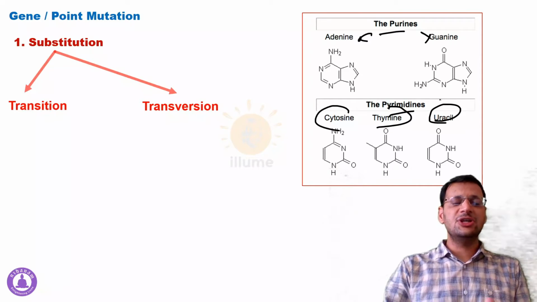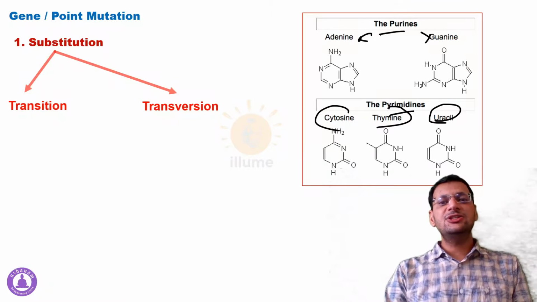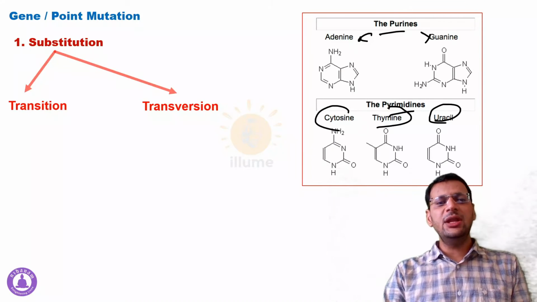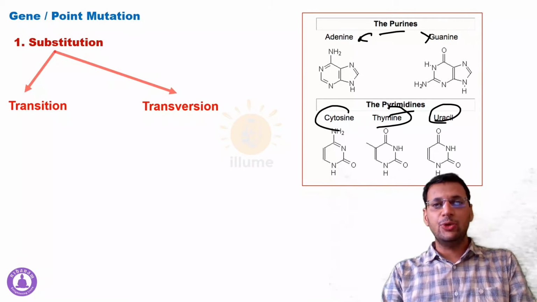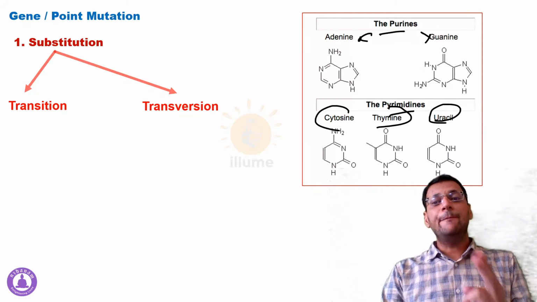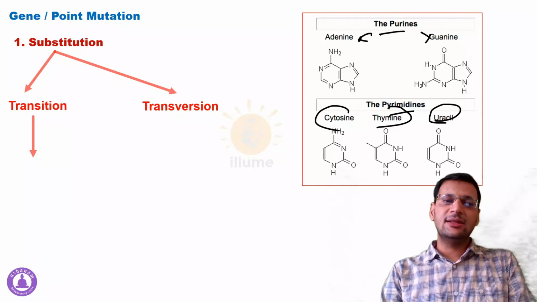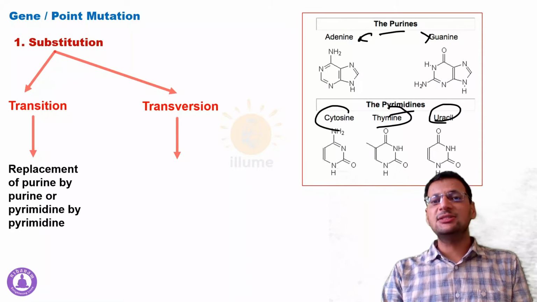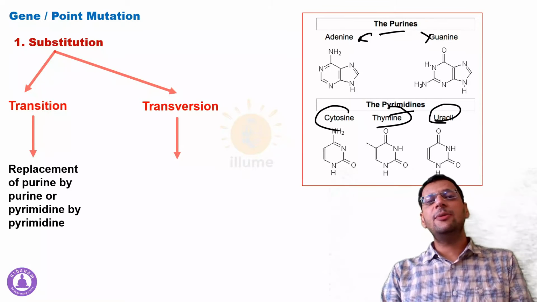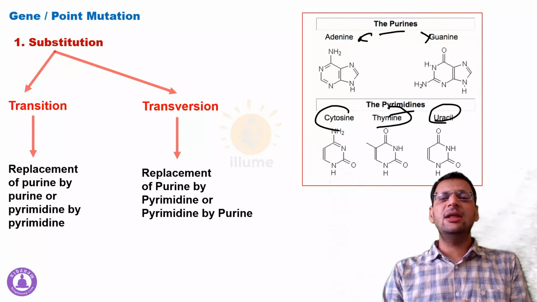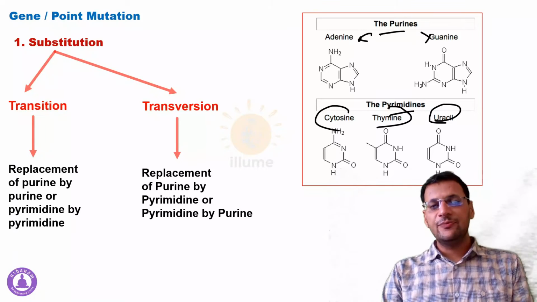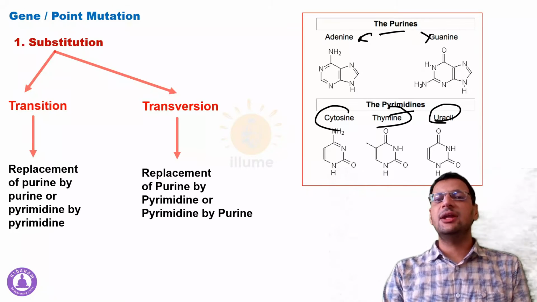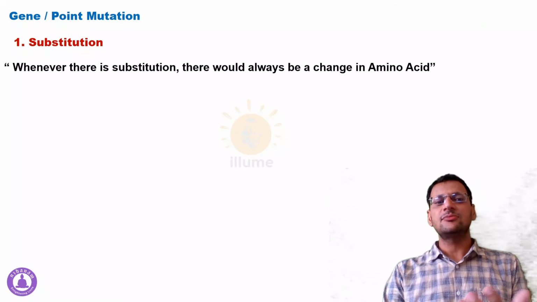Now what is transition type of substitution? In a transition type of substitution, a purine is substituted by another purine, or a pyrimidine is substituted by another pyrimidine. On the contrary, in a transversion case, a purine is substituted by pyrimidine, or a pyrimidine is substituted by purine. So this is the difference between transition and transversion.